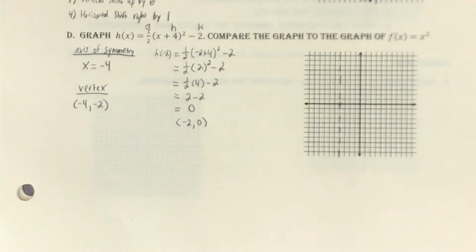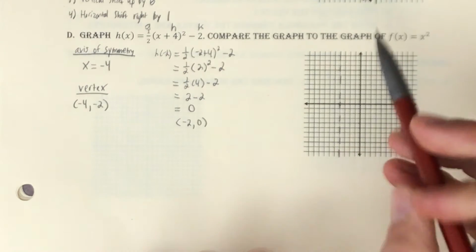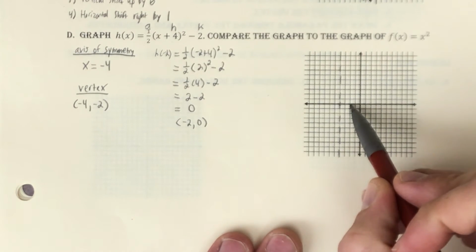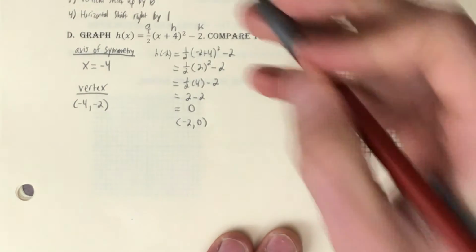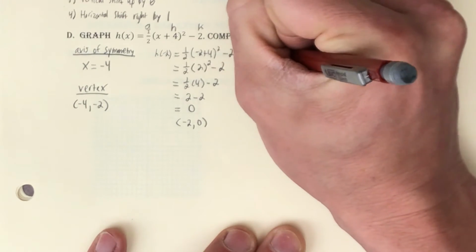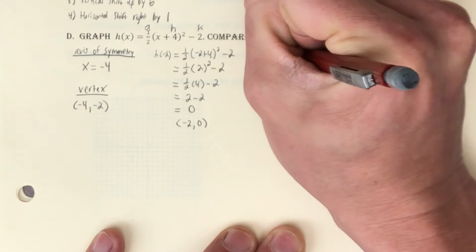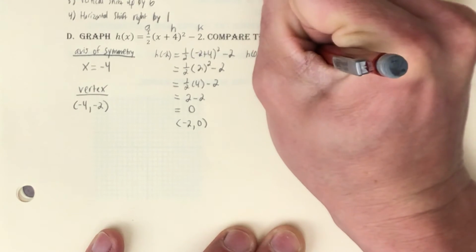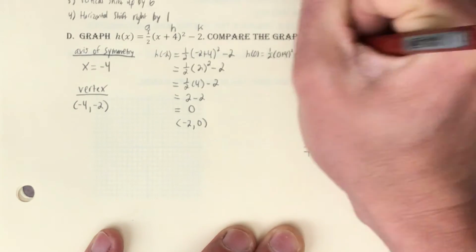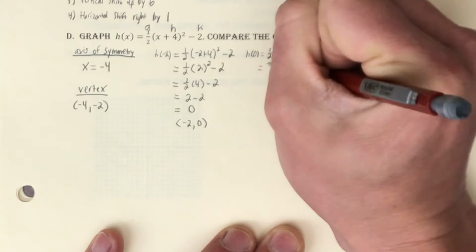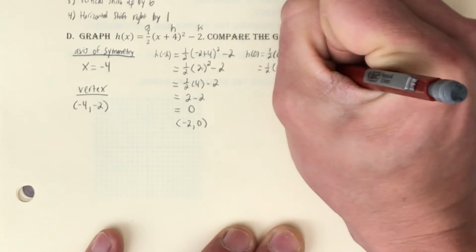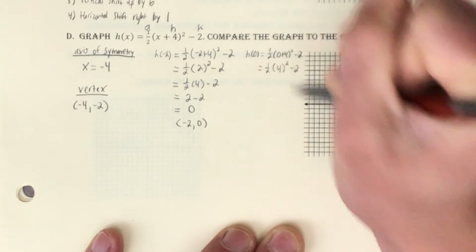So then I need to do the same thing for another point. Well, again, I want a nice even point, so 2 more to the right from -2 would be 0. So I'm going to plug in 0 now. So h of 0 equals 1/2 times 0 plus 4 squared minus 2. And then I need to solve. So 1/2 times 0 plus 4 is 4, and then squared minus 2.